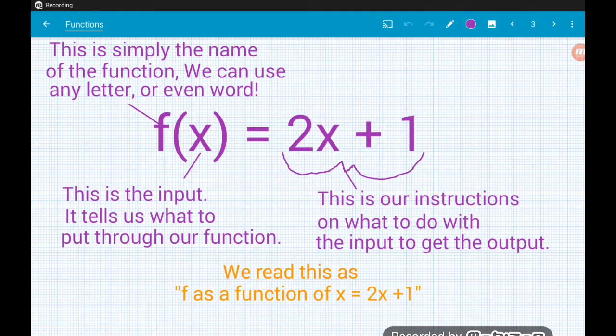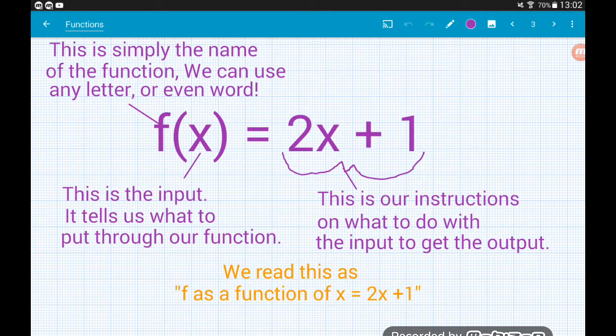Okay then, so what did I just mean when I said f of x was equal to 2x plus 1? Let's break it down. There are 3 main parts to function notation. The first part, the letter. Here we've got an f. This is simply the name of the function. We can use any letter that we want. You can even use any word that you want. You could call your function Batman if you wanted to. You could have Batman as a function of x is equal to whatever. F is the most common one, f for function.